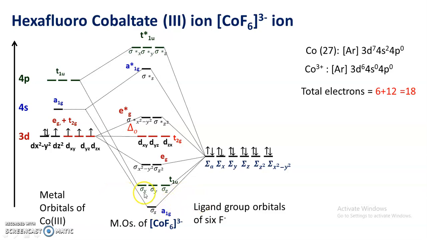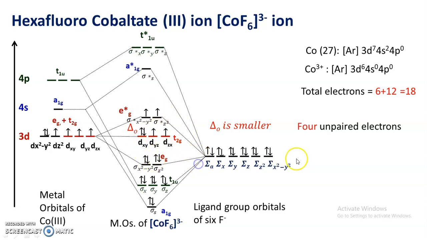When we start filling the bonding and antibonding orbitals with 18 electrons, the first electron enters the sigma s orbital. First of all, bonding orbitals are filled like this, and up to the eg level the number of electrons is 12. Now the 13th electron enters dxy, this is the 14th and 15th. Now the t2g level is singly occupied, but here you can see the energy gap, delta O, is smaller, and therefore we get a high spin complex. The 16th electron enters eg star, that is sigma star x square minus y square orbital. This is the 16th electron, this is the 17th, and the 18th electron is now paired with the electron of dxy.